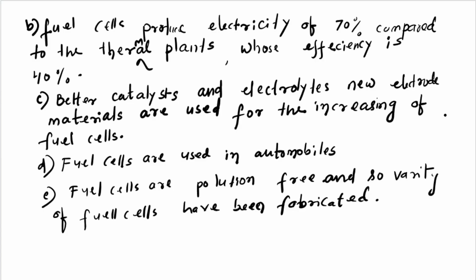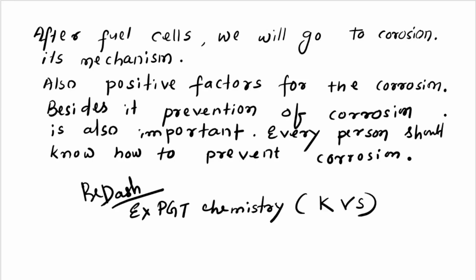New electrode metals, better catalysts and electrolytes are used for improving the fuel cell. Fuel cells are used in automobiles. Fuel cells are also pollution free, and a variety of fuel cells have been fabricated. After fuel cell, we will go to corrosion and its mechanism, and how to prevent corrosion; every person should know how to prevent corrosion.